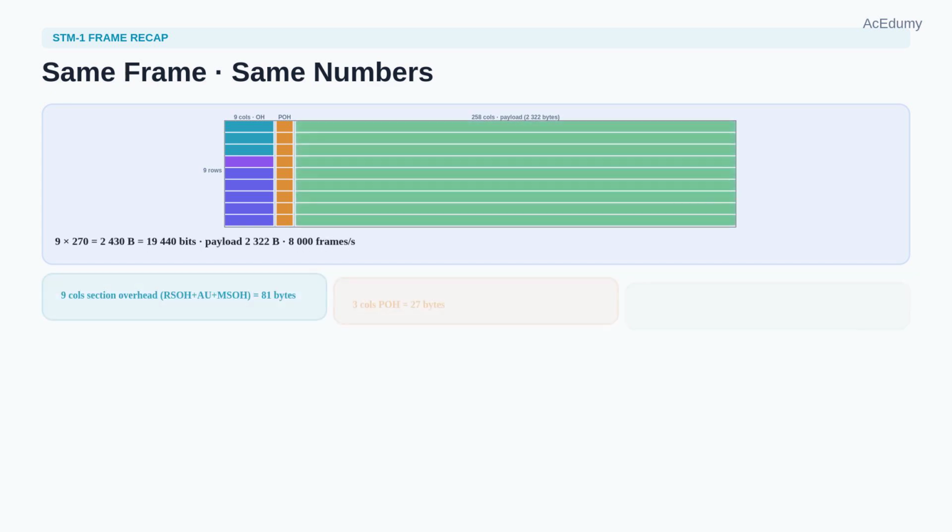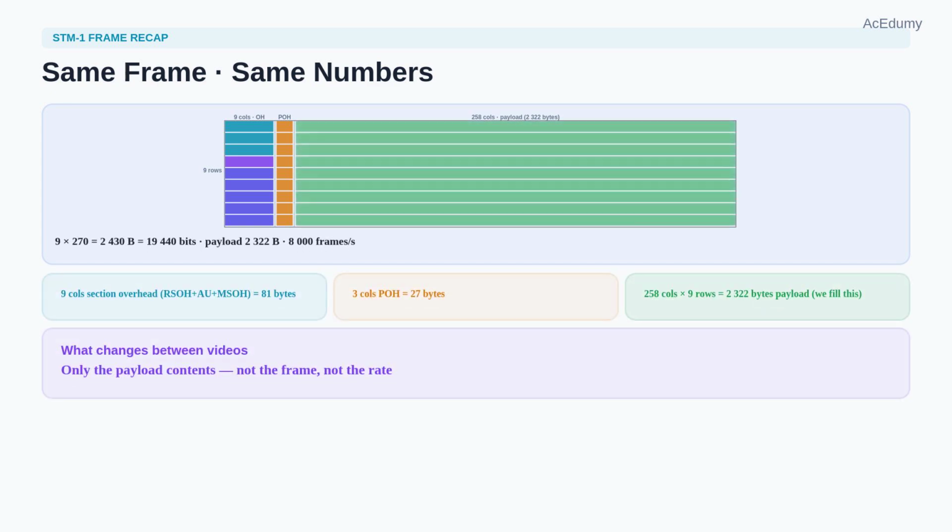Let us walk it. First, a quick recap of the STM-1 frame. 9 rows by 270 columns of bytes. That is 2,430 bytes per frame. And at 8 bits per byte, exactly 19,440 bits per frame. The first 9 columns are section overhead, 81 bytes per frame total. 3 more columns are path overhead, 27 bytes per frame. What remains, 258 columns by 9 rows, is 2,322 bytes. This is the payload area we get to fill.